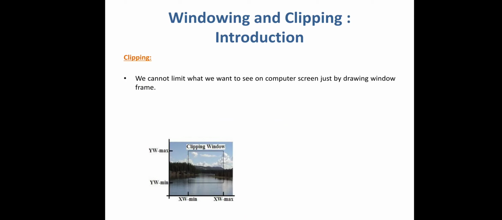So, we cannot limit what we want to see on a computer screen just by drawing that window frame. Instead, what we have to do? We must not draw that part of the picture which we want to suppress. Whatever part we want to suppress, we have to minimize, delete or ignore that part of that particular picture. So, we do not draw that part, which means we are suppressing that part.